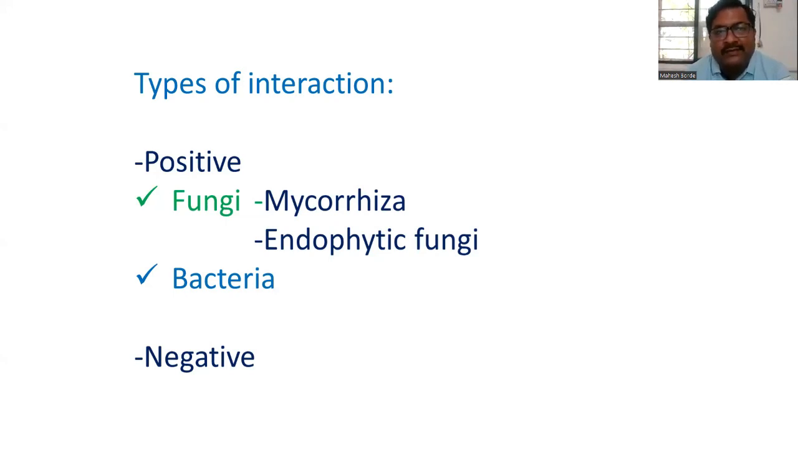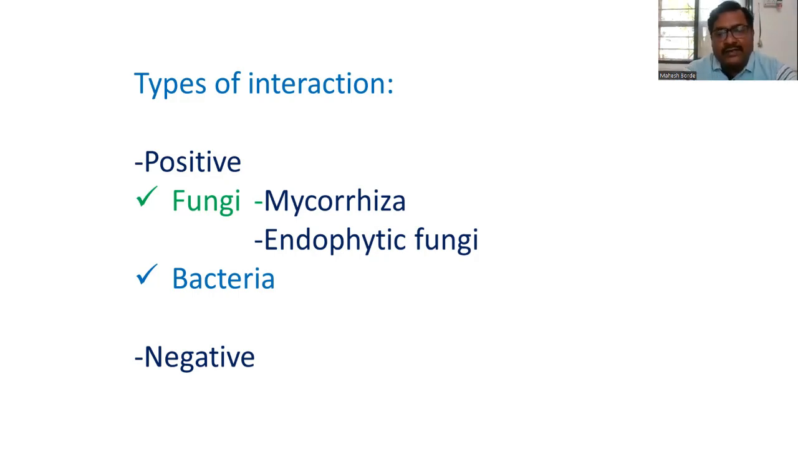So there are two main types of interaction observed in nature between the plant and microbes: positive interaction and negative interaction. In positive interaction, I'll be talking about the mycorrhizal fungi, especially arbuscular mycorrhizal fungi and endophytic fungi, along with the associative or endophytic bacteria. Second type of interaction is negative interaction, where I'll just give an introduction about how the pathogen recognizes the plant, how the plant recognizes the pathogen, and how the plant triggers its immunity.